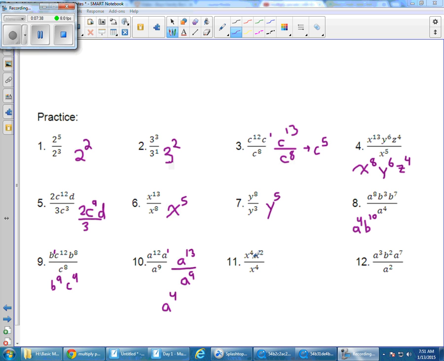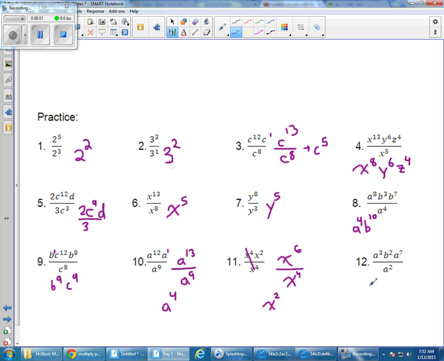Number 11, I'm going to combine my top to be x to the 6th over x to the 4th. Subtract those, that gets me x squared. That's also the one where, since they are the same exact base and exponent, you can just cancel those and get your x squared.